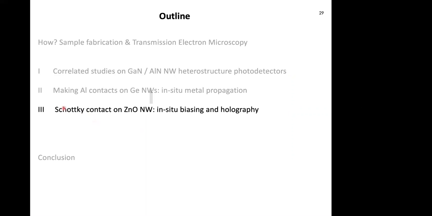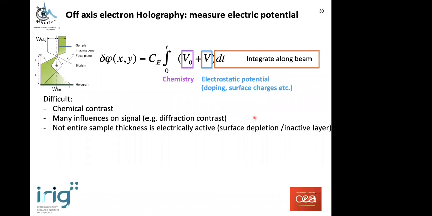Here, I'm showing you a study where we look at the Schottky contact on a zinc oxide nanowire using a combination of in-situ biasing and holography. So first I want to explain what electron holography is. It's a TEM technique now, not STEM.